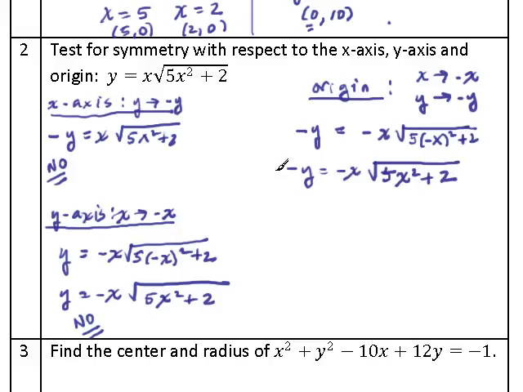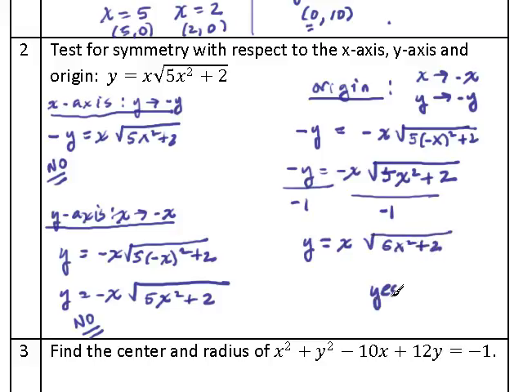All right, now this, we notice that if we multiply both sides by minus 1, we do get the original. So let's do that. Let's either multiply, or you can think about dividing both sides by minus 1. Same thing, and we end up with y is equal to x square root of 5x squared plus 2. So yes, we do have origin symmetry.